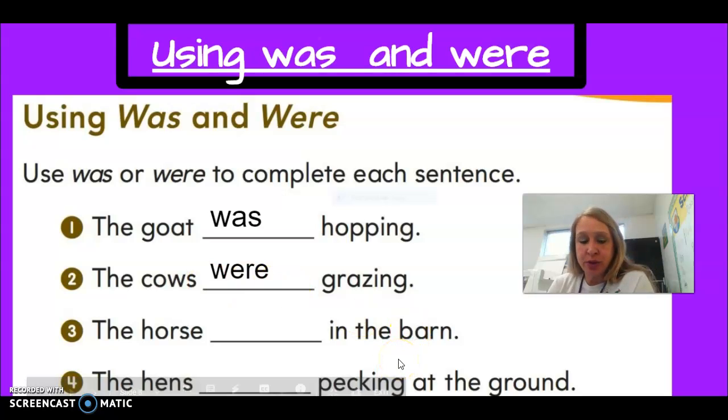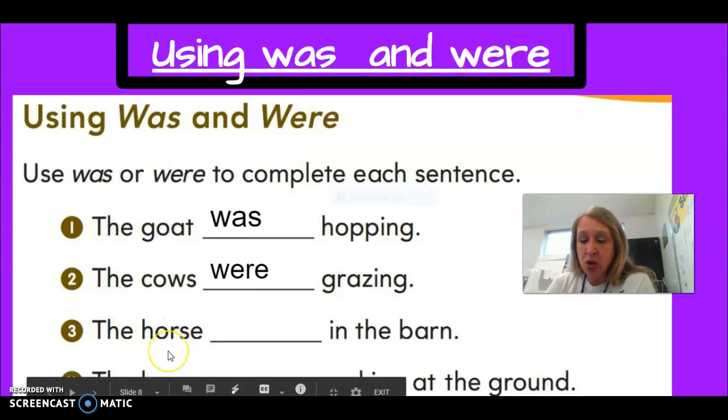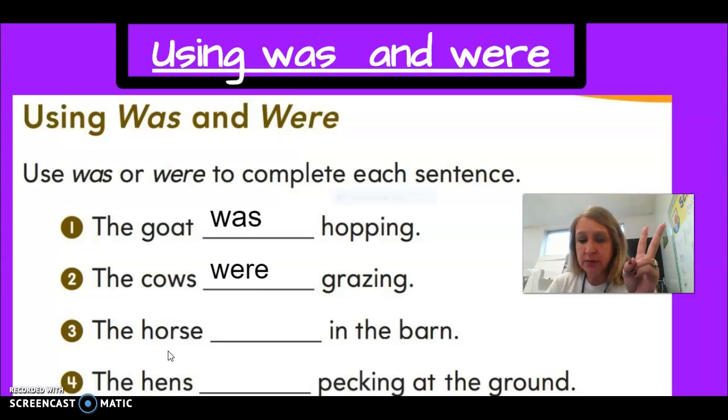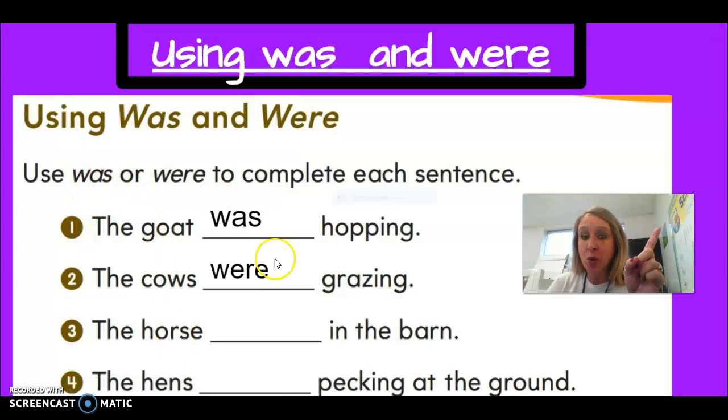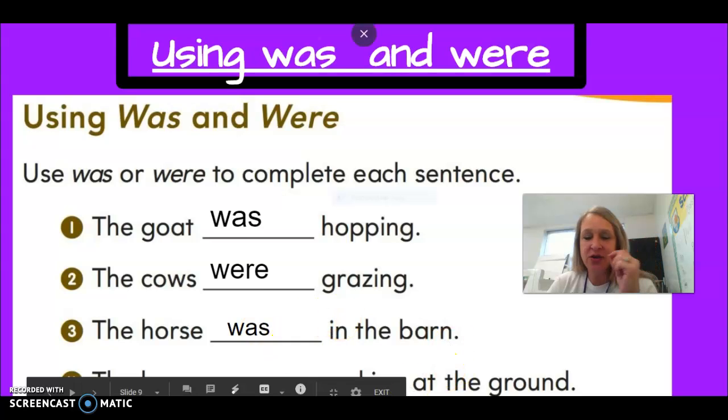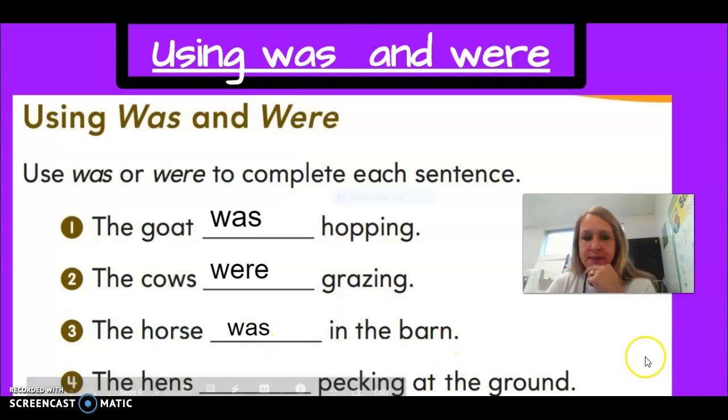What about number 3? It says the horse blank in the barn. How many horses are we talking about? One or more than one? One horse, the horse. So if it's singular, we have to use what? Was. Very good. You are some smart cookies today.